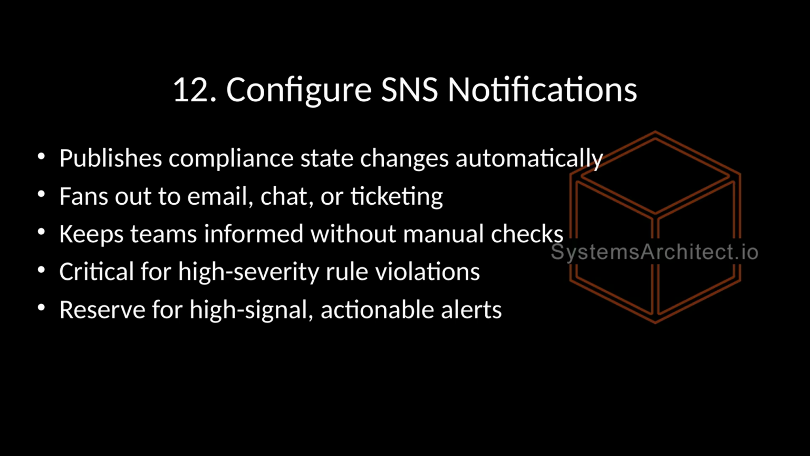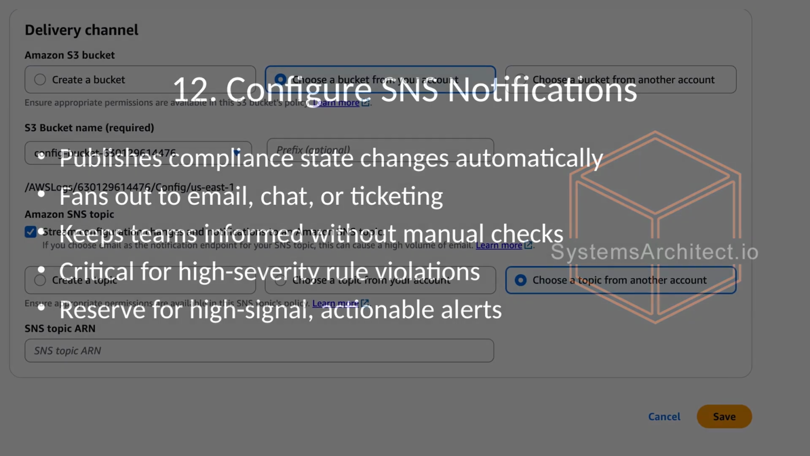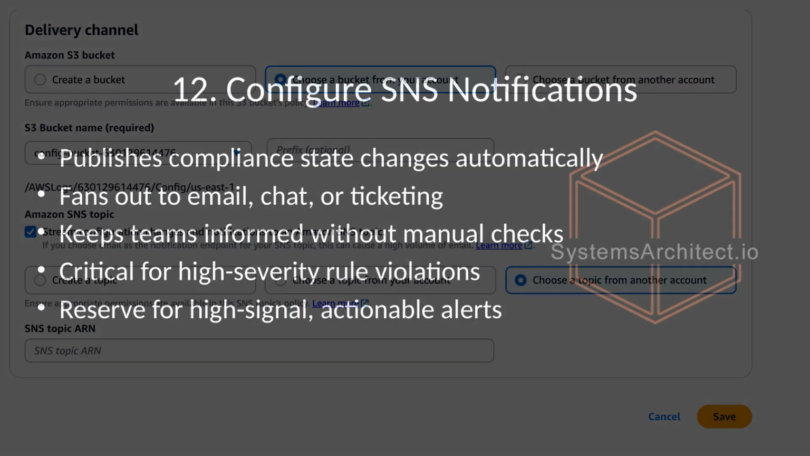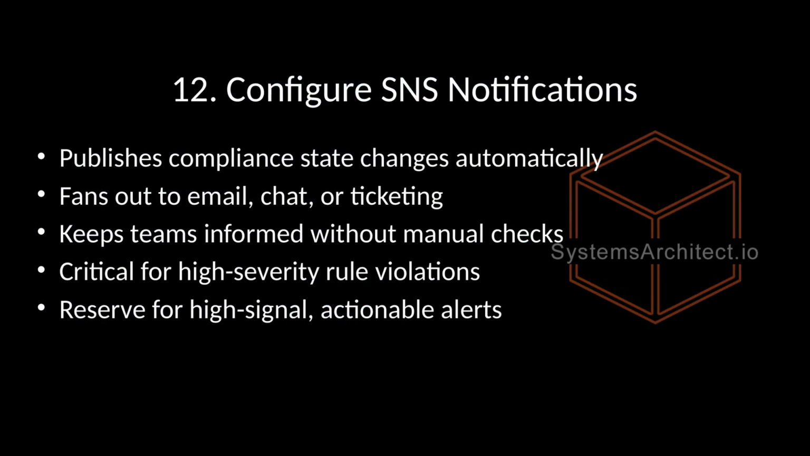12. Configure SNS notifications. Amazon SNS notifications from AWS Config ensure that compliance state changes reach the people who need to act on them, without anyone having to log in and check manually. You can configure Config to publish to an SNS topic whenever a resource's compliance status changes, and fan that out to email, chat, or a ticketing system, keeping teams promptly informed of new violations.